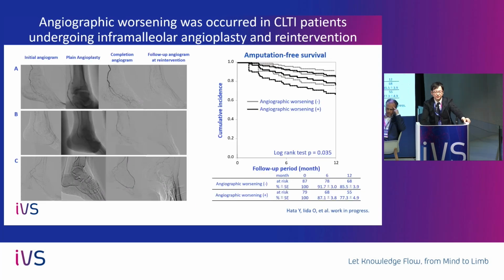So additional analysis was done. For the impact of angiographical worsening on amputation-free survival, as shown in this slide, amputation-free survival worsened in cases with angiographical worsening.